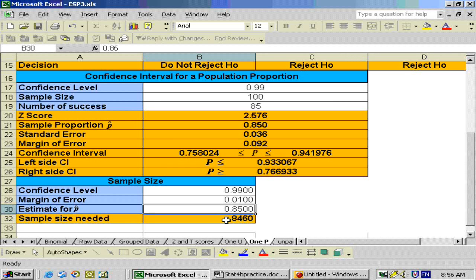But again, the question was how many more would he have to shoot, so subtract the 100 he already did and we get 8,360. If we did not have a previous estimate, then he'd have to shoot 16,588 shots. And that is the second practice test.